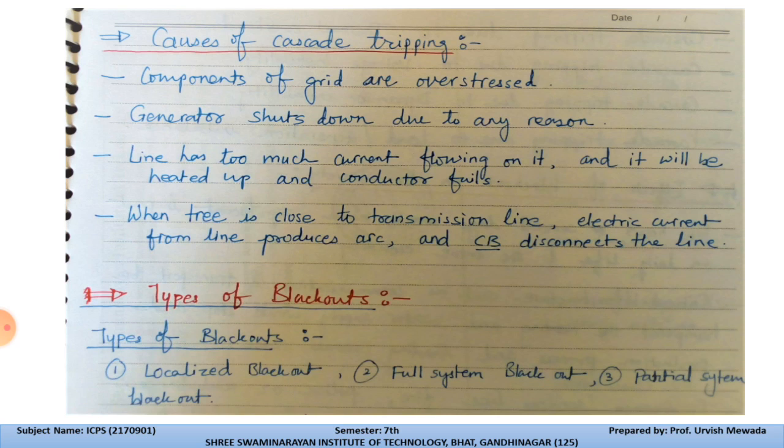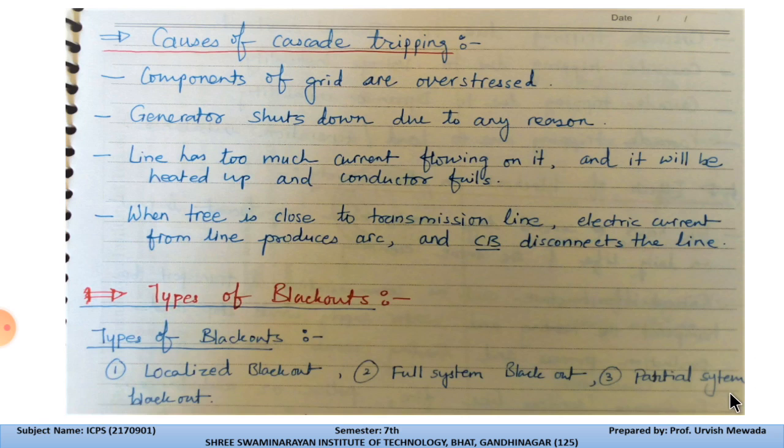The types of blackout: generally a localized blackout means a particular small area or zone, and a full system blackout means a particular district. Suppose I'm talking about Ahmedabad. In Ahmedabad we have lots of areas like Naranpura, Odhav, and Naroda. So Naroda is a local blackout. Then a full system blackout means the whole of Ahmedabad is blacked out. And a partial system blackout means half of Gujarat is blacked out due to cascade tripping. These are the types of blackout.